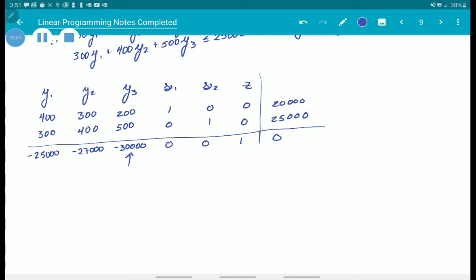Now we've got to look at ratios. So let's look at this 25,000 and divide it by 500. And now let's look at this 20,000 and divide it by 200. Remember, it's this guy divided by that guy. Which number's smaller? 50 is smaller. So now we're pivoting here. So now we need to multiply row 2 by 1 over 500. So row 2 is going to be 1 over 500 times row 2.